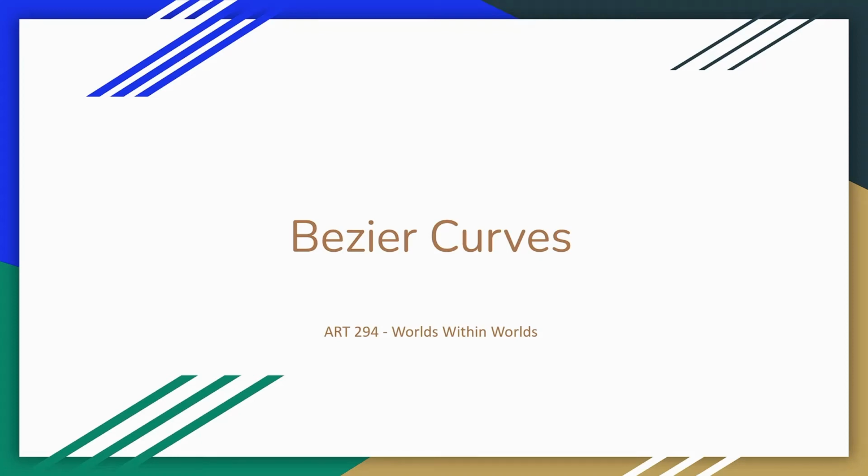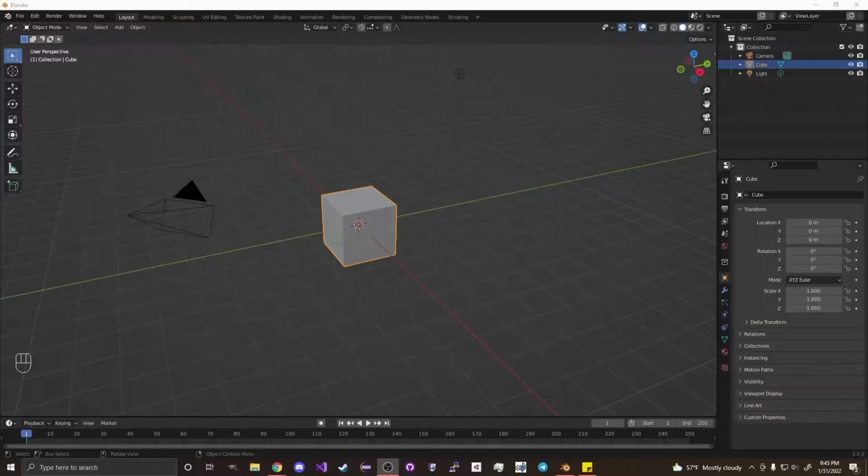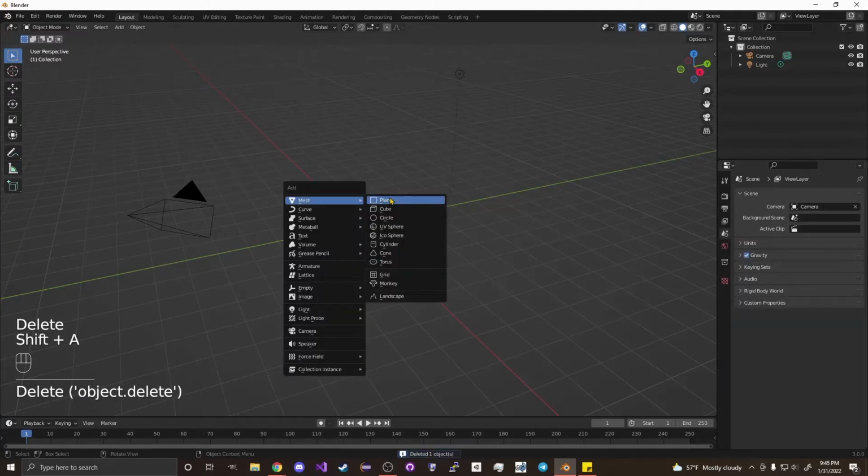Hello, I'm going to do a short tutorial on using Bezier Curves in Blender. You can use these to make things like a ribbon, some noodles, or hanging vines, anything that's very stringy. So we're going to open up Blender, delete the default cube, and then add in a plane.